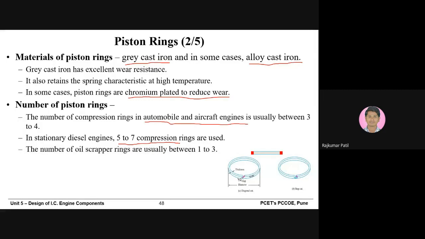and just below the compression rings there are oil scraper rings, and their number usually lies between 1 to 3. So you will generally observe 4 to 6 compression rings, and 1 to 3 oil scraper rings on the piston.